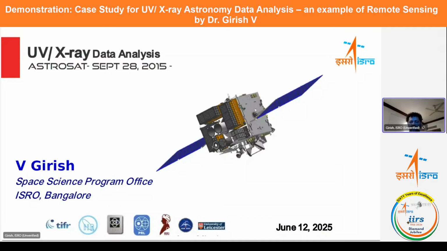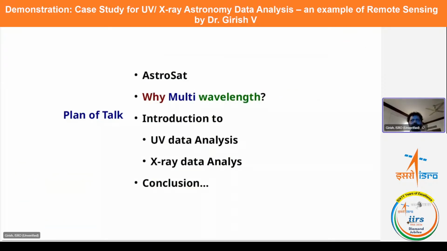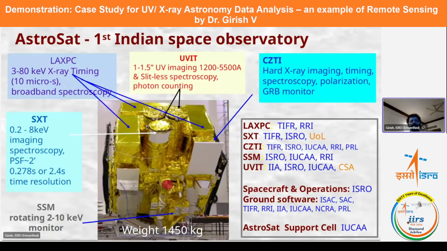Before talking about that, I'll give a brief introduction to AstroSat. What exactly is AstroSat? How many payloads are there? What kind of data do you get from AstroSat? And why do we have so many payloads on board AstroSat? That means why we need multi-wavelength, and I'll introduce you to UV data analysis. What are the major things you have to look into, followed by X-ray data analysis. We'll end with a conclusion. Let me start with AstroSat.